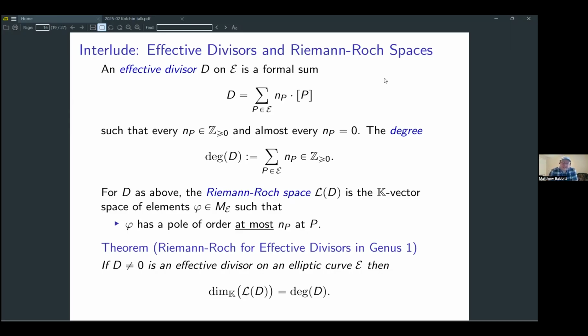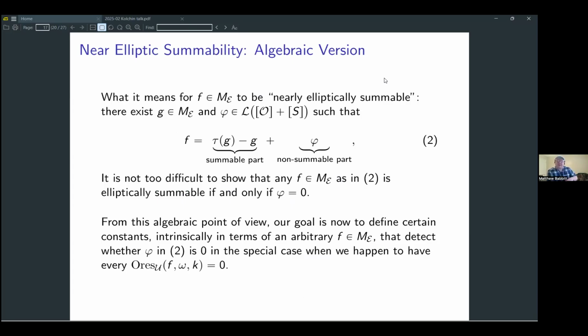And in this case, we can actually show that the dimension of L_D is precisely the degree of the divisor D. Okay, so the dimension of this Riemann-Roch vector space is exactly determined by the degree of the divisor, which is really helpful for constructing functions with particular divisors.